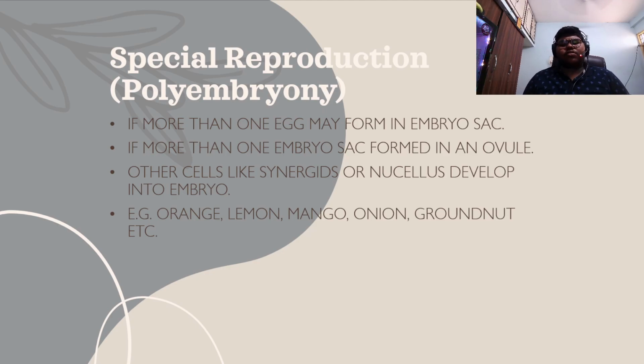Special reproduction: polyembryony. More than one egg may form in the embryo sac, or more than one embryo sac is formed in the ovule. Other cells like synergids or nucellus may develop into embryos, as in orange, lemon, mango, onion, groundnut, etc.